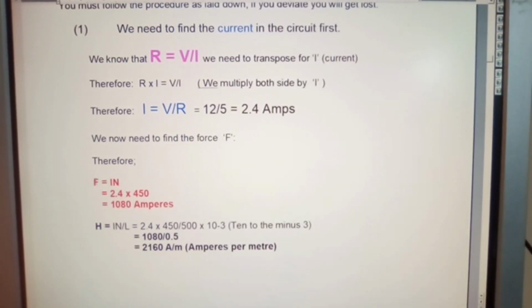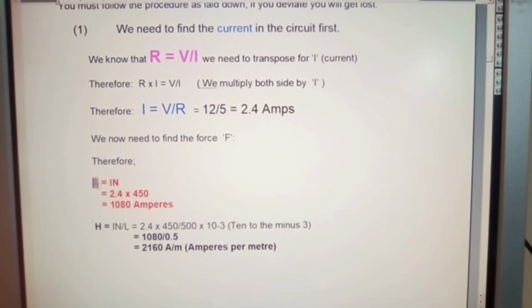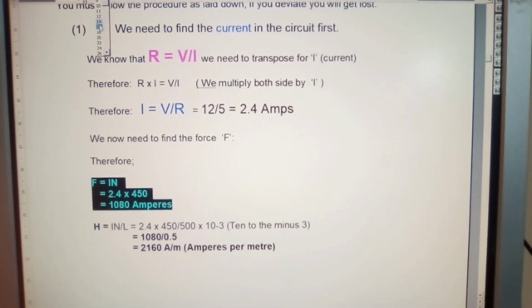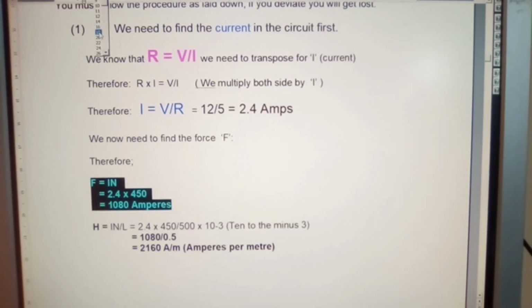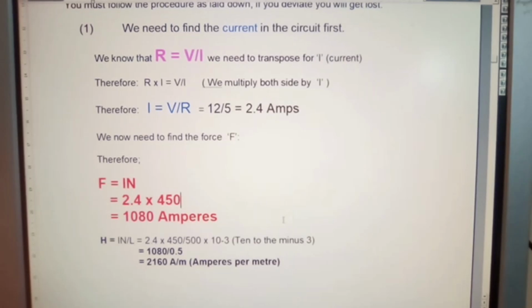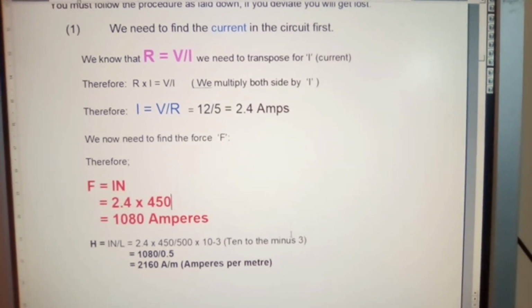Let's see if we can make this bigger. If we can enlarge it a bit. Can I make it bigger? Yes. Let's see if I can go with 18. Yes. Okay. And just make sure that it can be seen.